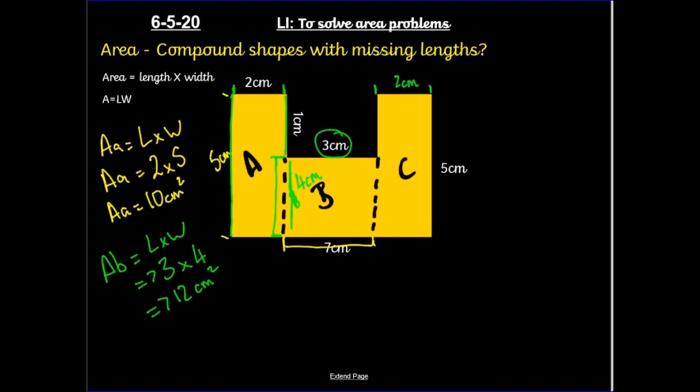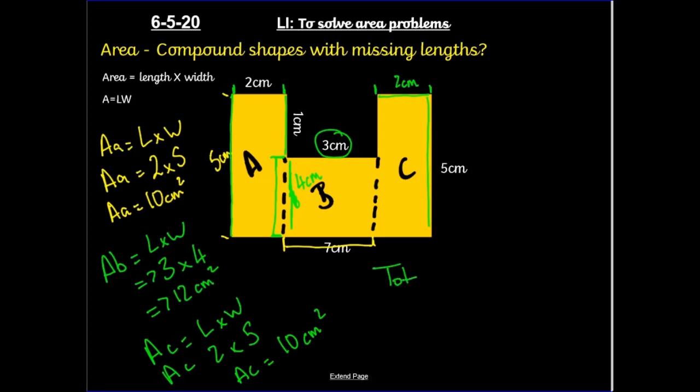And C, 2 centimetres times 5, since I can work that out. So the area of C is equal to length times width. So the area of C is equal to 2 times, again, 5 here. So the area of C is equal to 10 centimetres squared. So I've worked out A, B, and C.